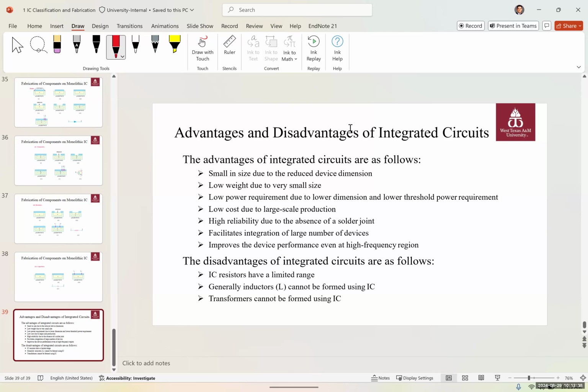facilitates integration of a large number of devices, improves the device performance. And the disadvantage is they have limited range and limited power usually, and you can't build an inductor on these, therefore you can't build a transformer on these. So if you want to use an inductor, you have to build it separately and connect it to the system. Do you have any questions?